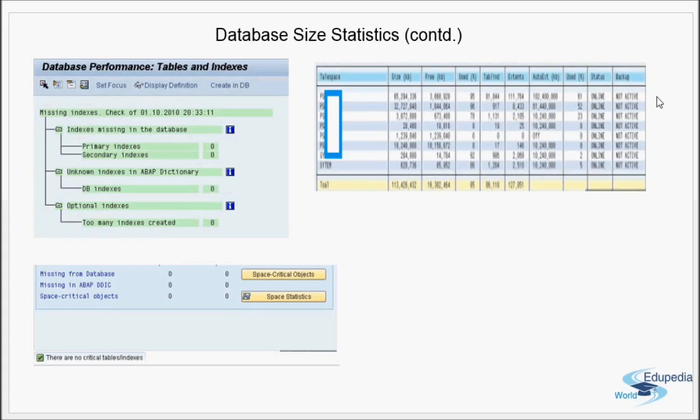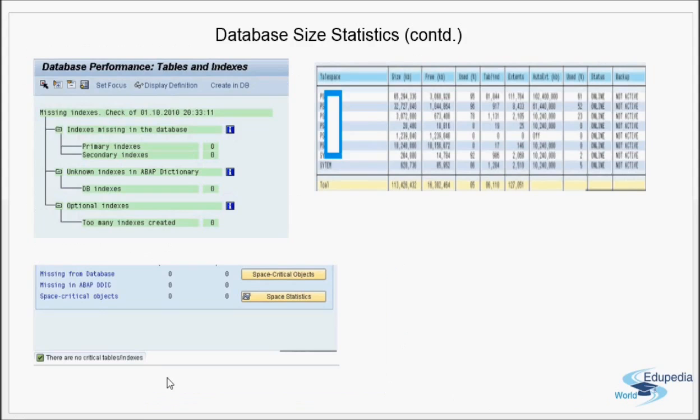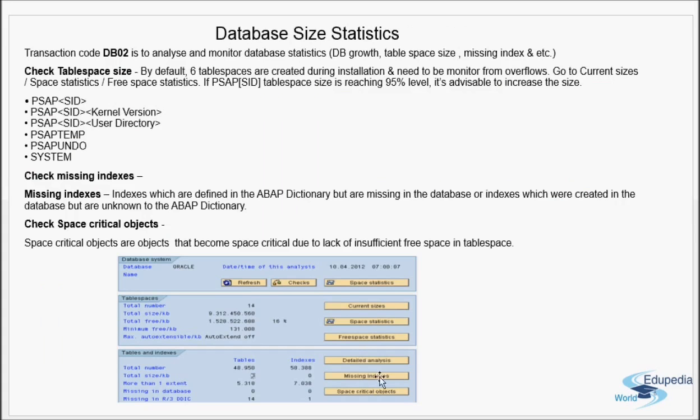Then under database performance, for tables and indexes: missing indexes in the database, none. Unknown indexes in the ABAP dictionary, none. Optional indexes, and so on, as in the screen. If you check missing indexes and space critical objects, it will display that there are no critical tables or indexes. Then if you check missing indexes, it will give these values.